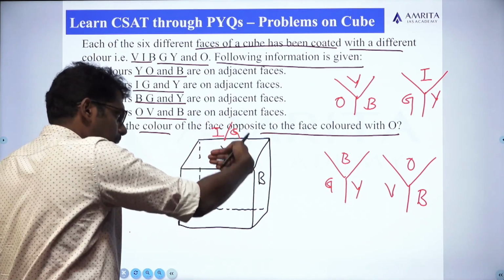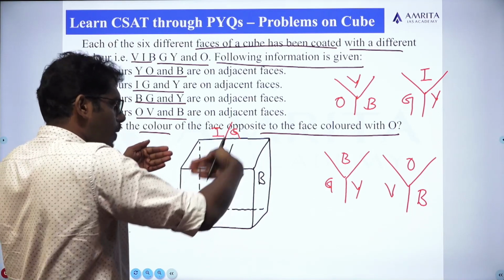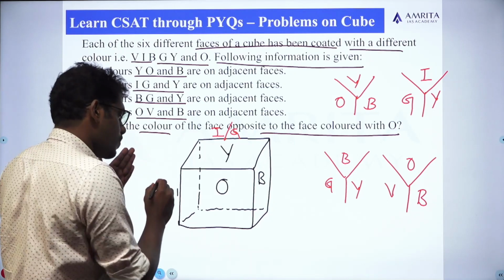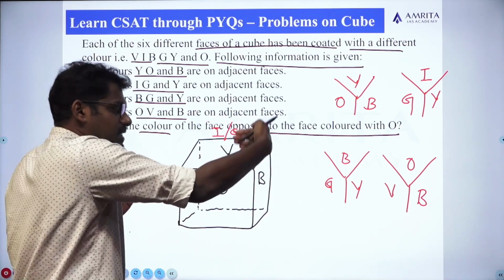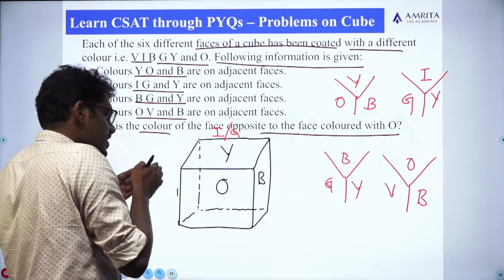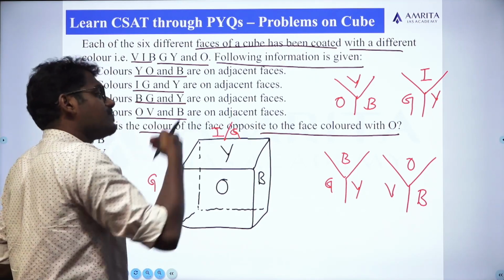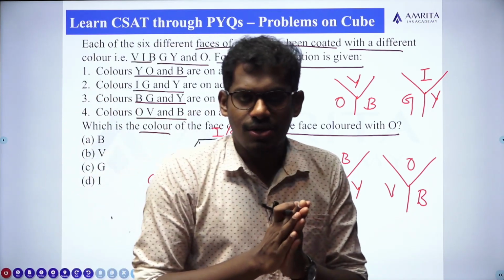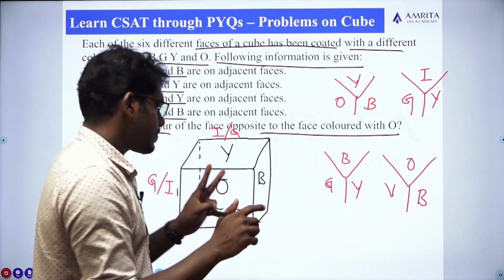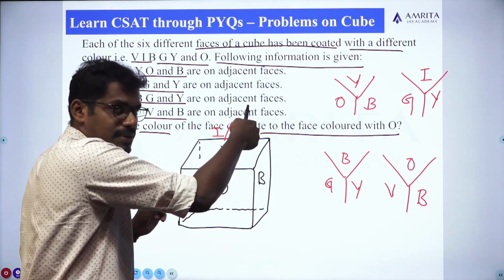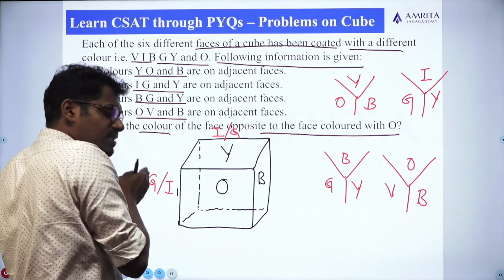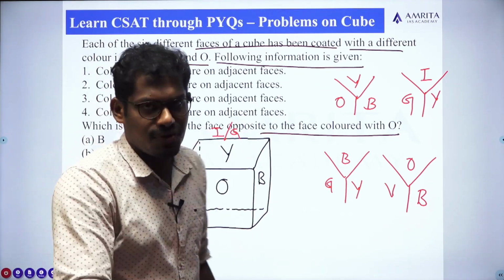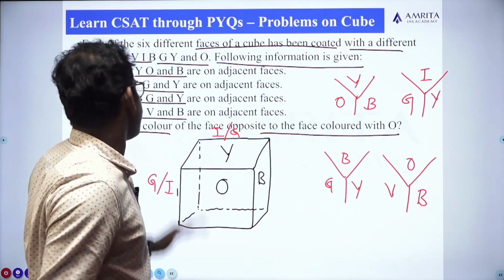If G comes at the back face, that is the face opposite to O, then which face will come opposite to B? G. If I comes at the back face, G will come at the left face. If G comes at the back face, I comes at the left face. Clear? So there are 2 possibilities. I can come here, G can come here. If I comes here, then G will come here. If G comes at the back face, I will come at the left face. Clear? Okay. So the second statement is over.